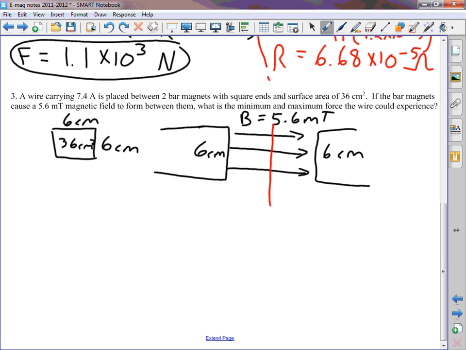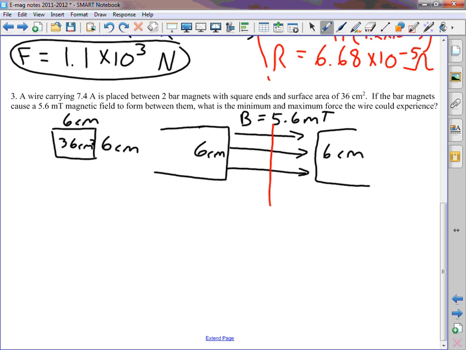What is the minimum and maximum force that we could possibly get? I'm going to do the maximum force and let you do the minimum force a little bit later on. Okay, so I'm going to do the maximum force, and we'll talk about the minimum force a little bit later on.